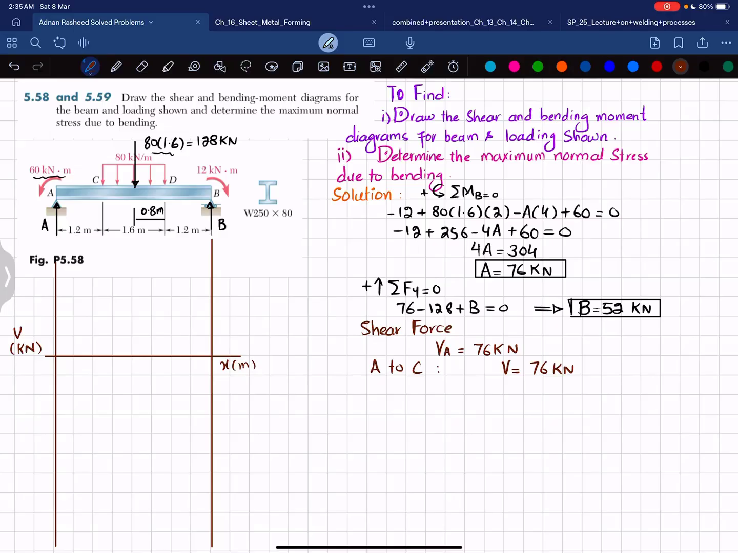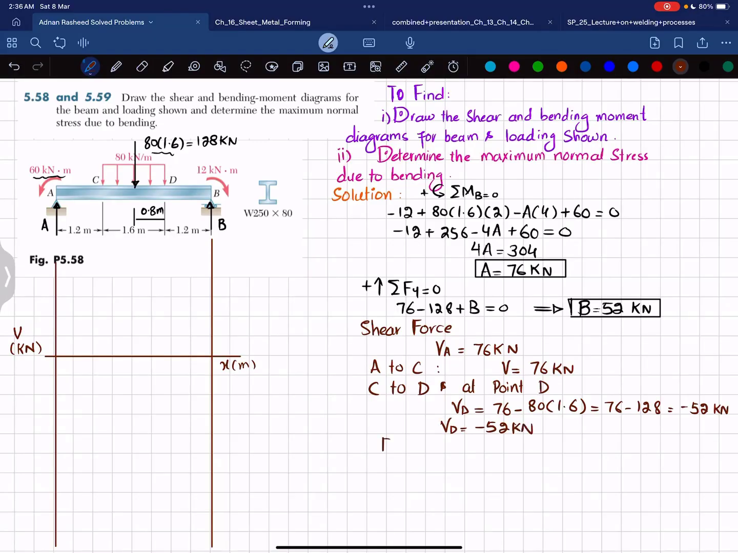At region D, from C to D, the shear force VD will be equal to VA plus this one. You can see 80 multiplied by 1.6 will give you the shear force at this point. Clear? So I can write it: it will be equal to 76 minus 80 multiplied by 1.6, and that will give you 76 minus 128. So it will give you minus 52 kilonewton.